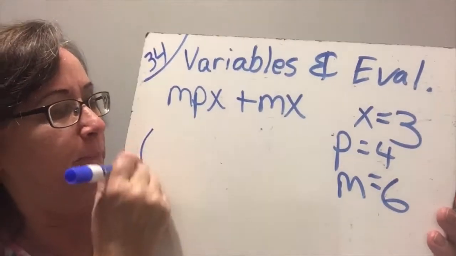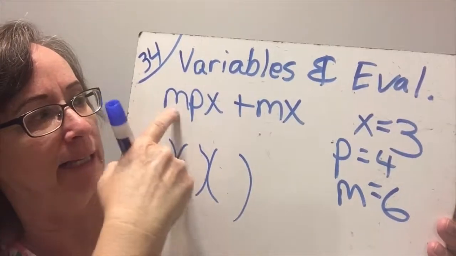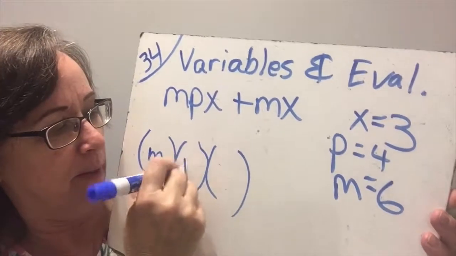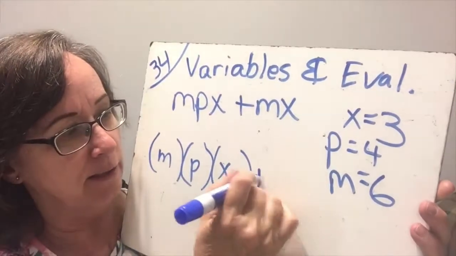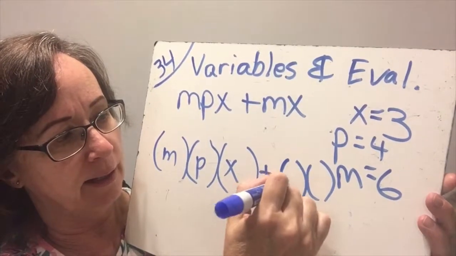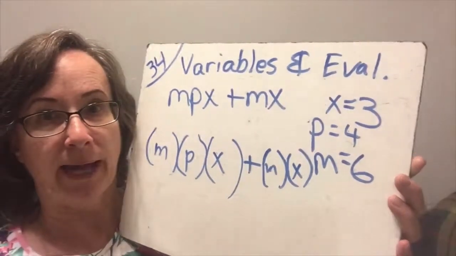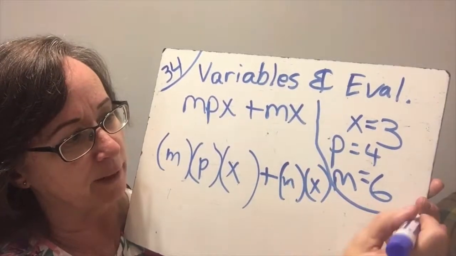Okay, here we go. Skeleton, the first part has an mpx, mpx all together, so that means multiplication. And then an mx, so we need 2 more mx. Okay, so now we have our nice little skeleton here.